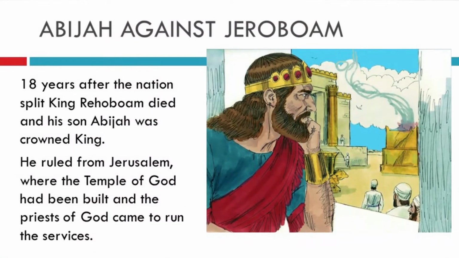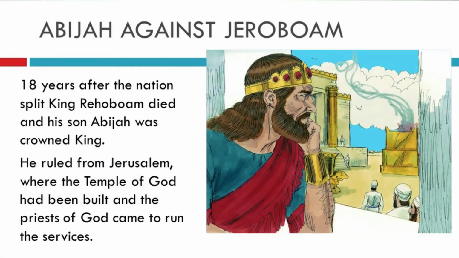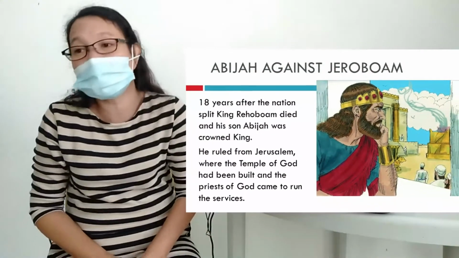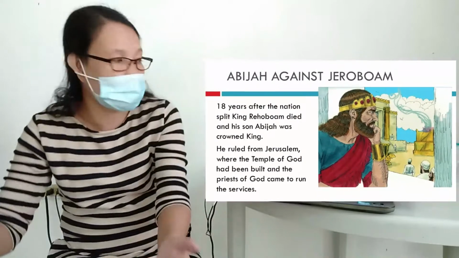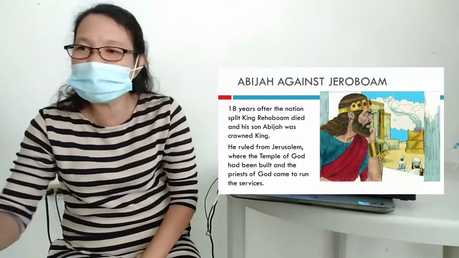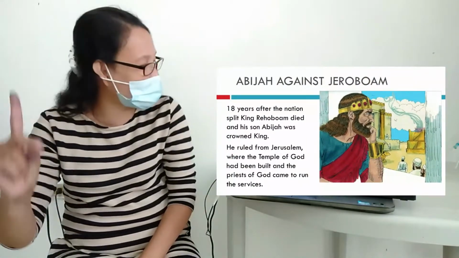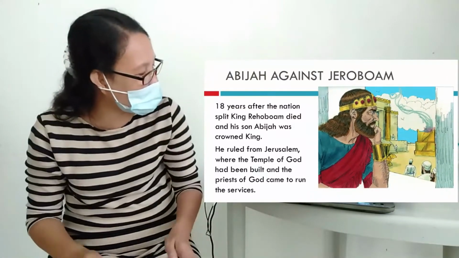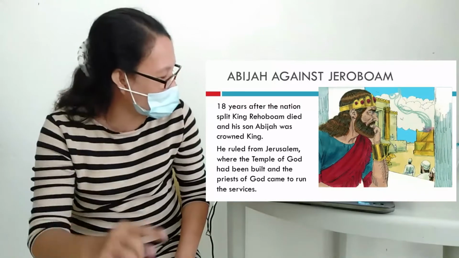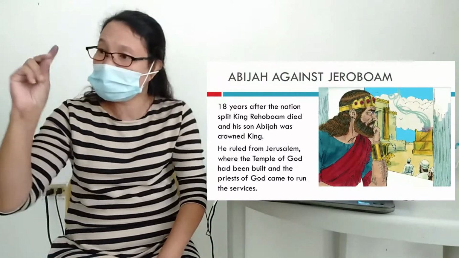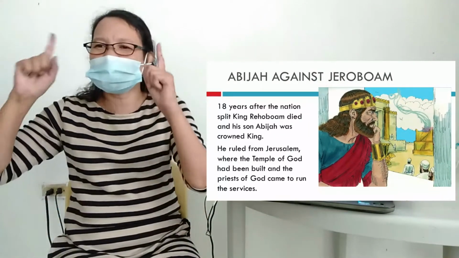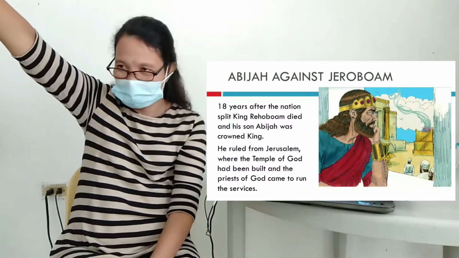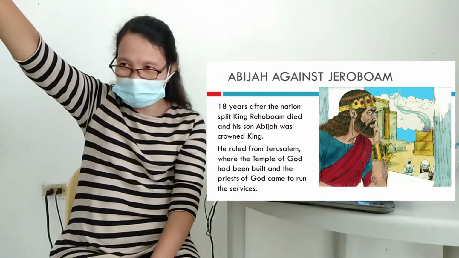Okay, look. 18 years after the nation split, King Rehoboam died. Namatay na si King Rehoboam. And his son Abijah was the next king. He ruled from Jerusalem, for the temple of God had been built and the priests of God came to run the services. Who built the temple of God? Yes, Barbie. Who built the temple?